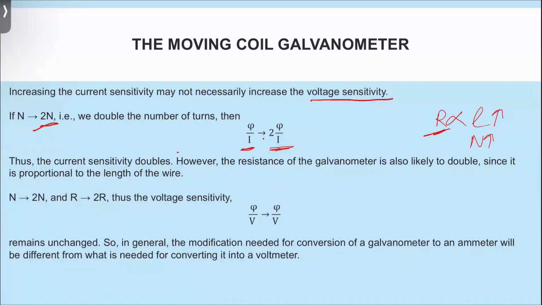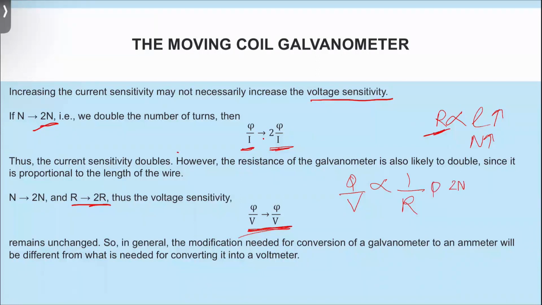So if your resistance increases, we saw that phi by V is also a function of the resistance. If resistance increases, then obviously your voltage sensitivity will decrease in that sense. So if you have N equal to 2N, and then your R becomes 2R, the voltage sensitivity will remain the same. So this will not change over here, because over here you will have 2N.